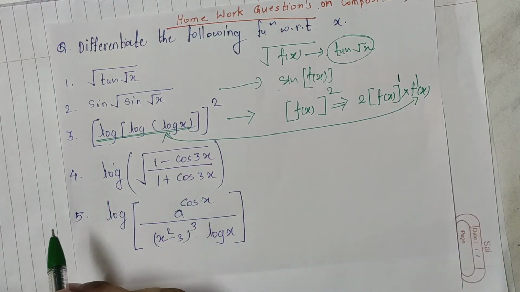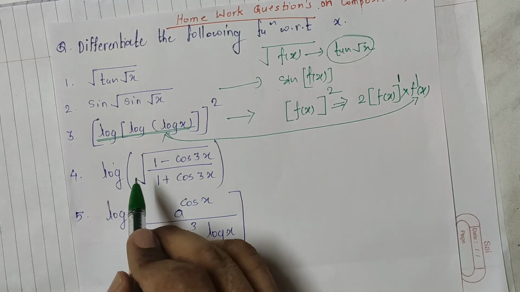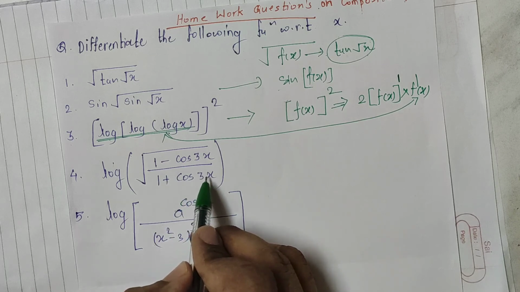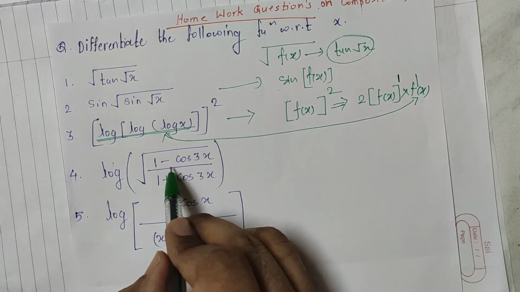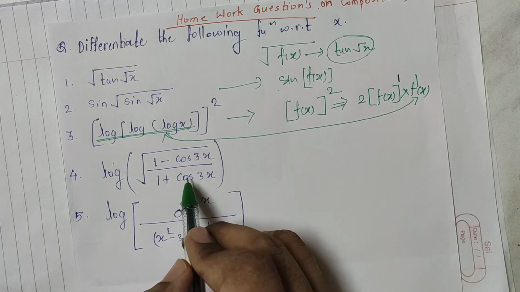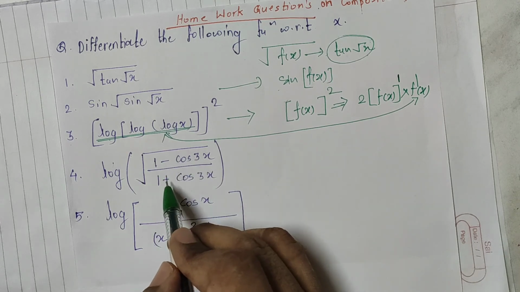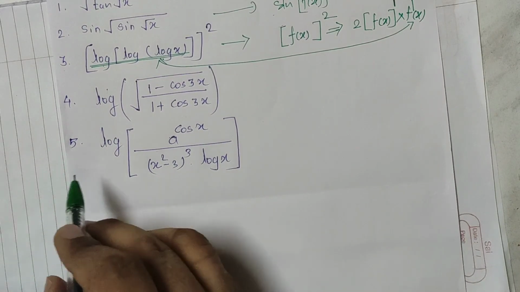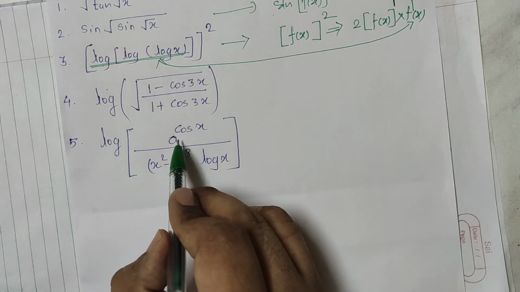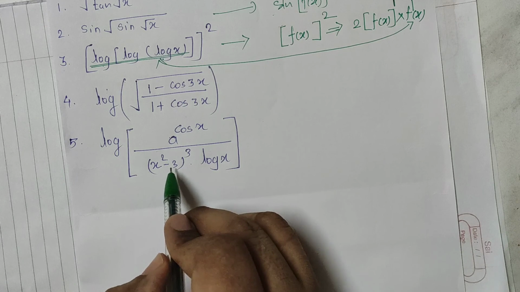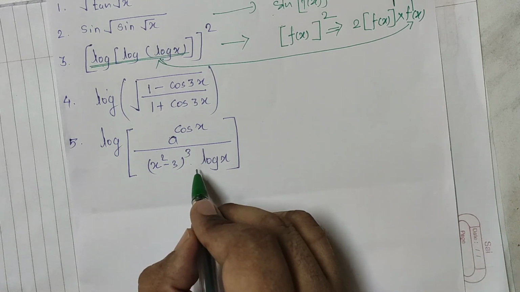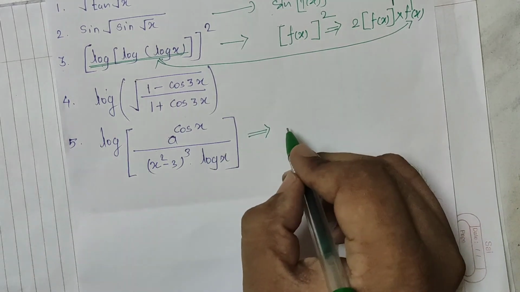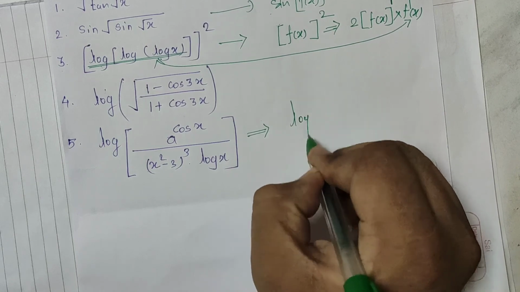Okay, then try it. Then the fourth one, log of root of 1 minus cos 3x upon 1 plus cos 3x. Here use the formulas for 1 minus cos theta and 1 plus cos theta. Then check that after calculation some terms are cancelled, then you can solve it very easily. Then the last example, log of a raised to cos x upon x square minus 3, bracket cube, into log x. Which form? The last example we discussed by using the log rule. This problem is also solved that way.